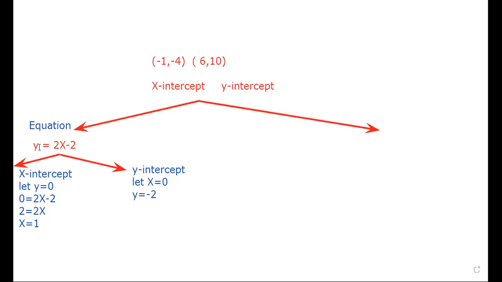Do you think we have any other way to find the x-intercept and the y-intercept? Do you think we have another way or only one way? We can use the graph, right? Which means you can plot the 2 points in the coordinate plane. Did you remember? Yes, Miss Sahar. Okay, then you can plot the 2 ordered pairs, -1 and -4, and 6 and 10, and then connect between them.